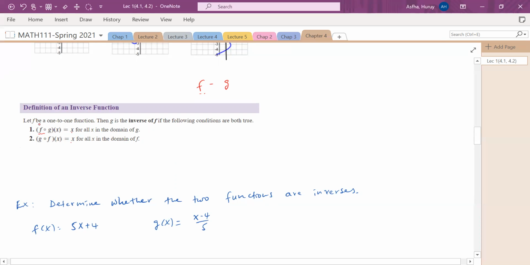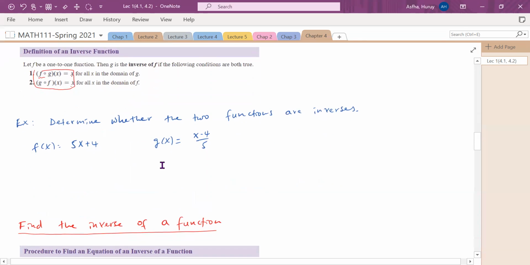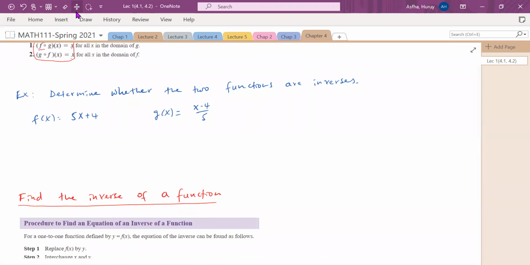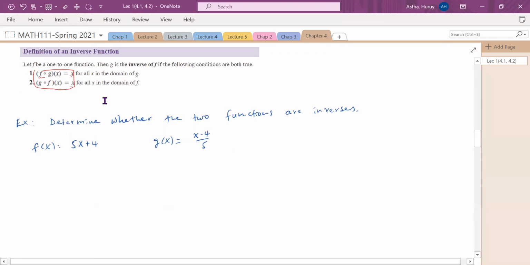Okay, so this is how we can determine whether two functions are inverse of each other or not. For example, let's consider these two functions. We have f of x equals 5x plus 4, and g of x is x minus 4 over 5. So based on this definition, I will check if these two functions are inverse of each other or not. So let's start with property number 1.